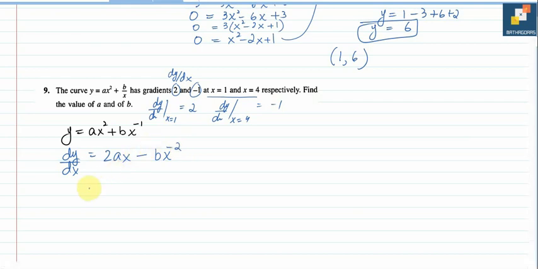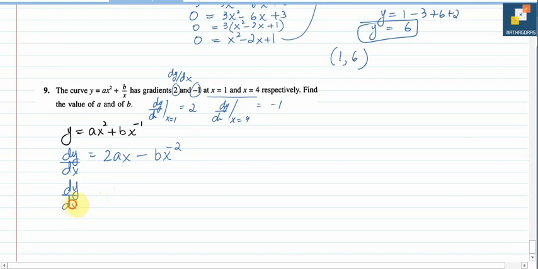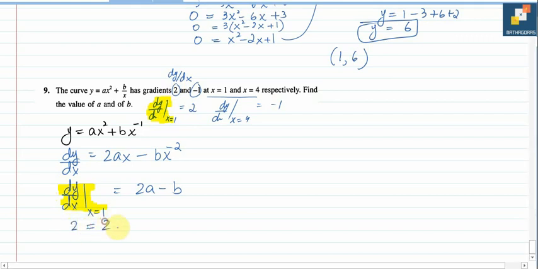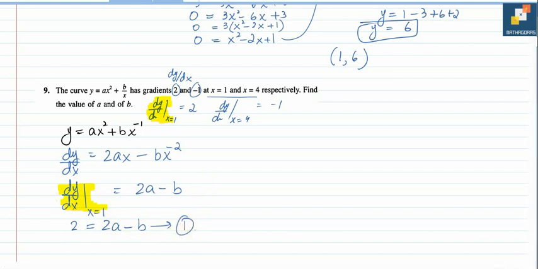So it will be dy by dx at x equals 1. So when the value of x is 1, it's 2a minus b. Alright, and the value of dy by dx at x equals 1 is 2. So you can say that 2 equals 2a minus b. That is your first equation. Alright, so I had used the first condition. You need to simply do the same, but for the second condition, this one, right?